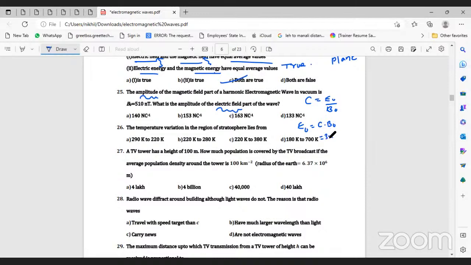What is C? 3 into 10 power 8. What about B naught? 510 nano. 3 into 510 means how much? 1530. Into 10 power 8 minus 9. Nano means 10 power minus 9. So 8 minus 9 is nothing but minus 1. So this clearly tells it is equal to 153 Newton per coulomb. So which is the right option? Option B is the right answer. 153 Newton per coulomb.